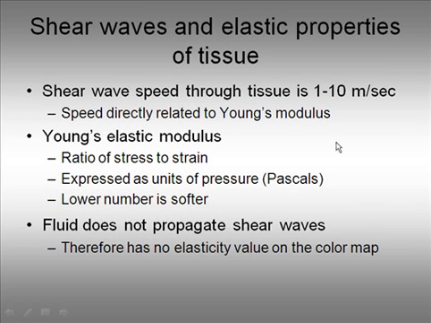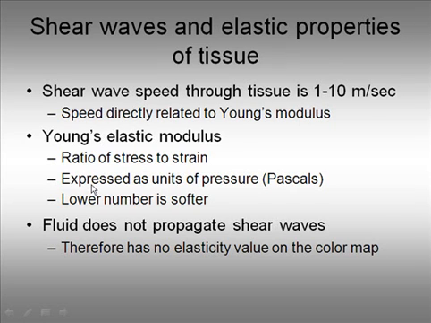Now, shear waves move extremely quickly through tissue, and this has been what has limited this modality until recently. You need an extremely high-speed system to image these shear waves. These shear waves move at a speed that is related directly to Young's modulus of elasticity. And Young's modulus is a measure of elasticity. It's actually a ratio of stress to strain. In other words, for every material, including breast tissue, there is a ratio of how much it will deform under stress.